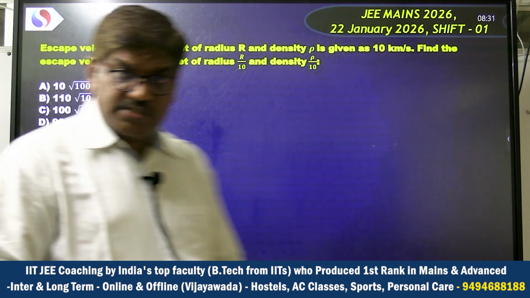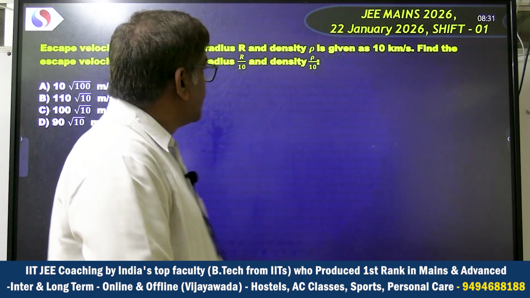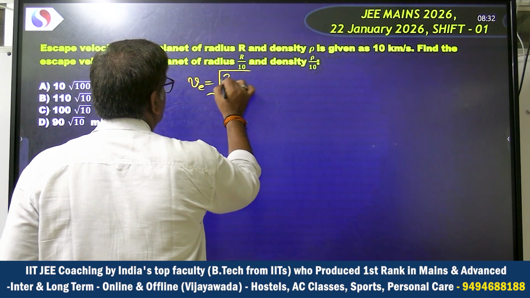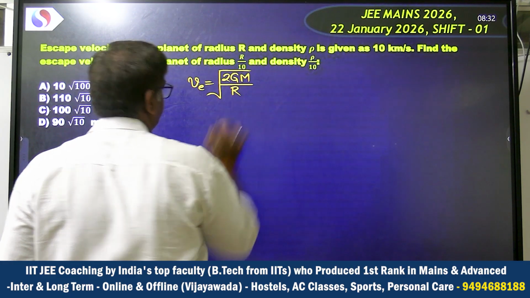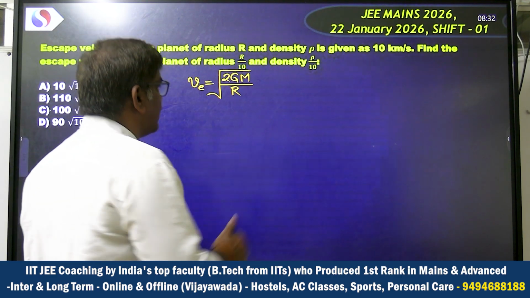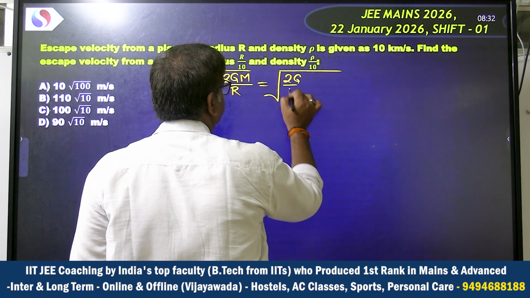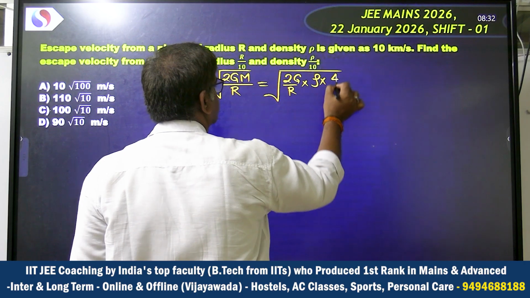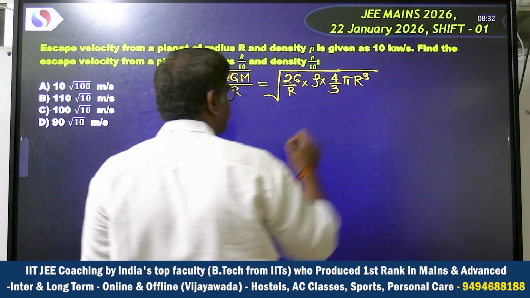Fine. So this question, escape velocity, you must be knowing the standard formula of escape velocity for any planet. That will be under root of 2GM, mass of the planet, divided by radius. Here they are mentioning everything in terms of density and the radius, so I will convert this mass also in terms of density and radius. You can write this as density into volume. Since we are assuming the planet to be spherical, that's why it is 4 by 3 pi r cube.